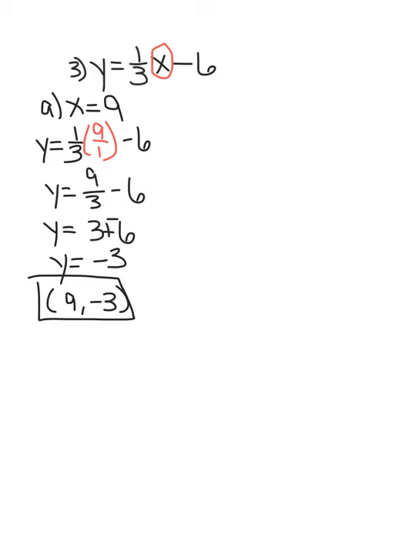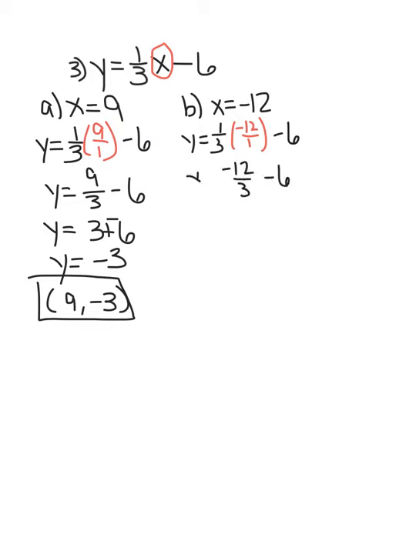All right, let's try 2 more values for x here. So for b, I have x equals -12. So what is y when x is -12? So I have y equals 1/3 times -12. So I'm going to do -12 over 1, because we're making a fraction times a fraction, minus 6, right? Order of operations. So let's multiply across the top, multiply across the bottom. So -12 over 3 minus 6, right? Multiply those two fractions, and then let's do the division.